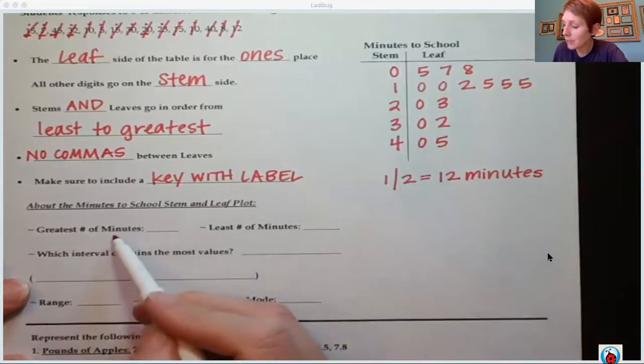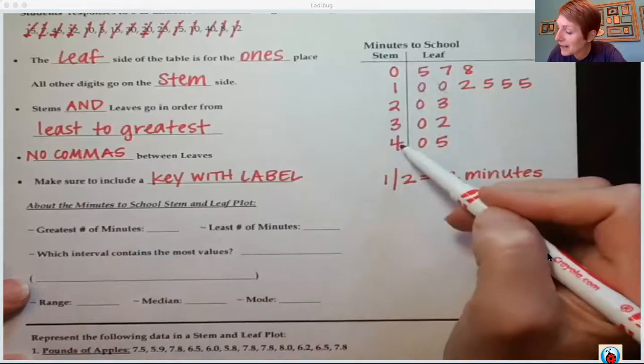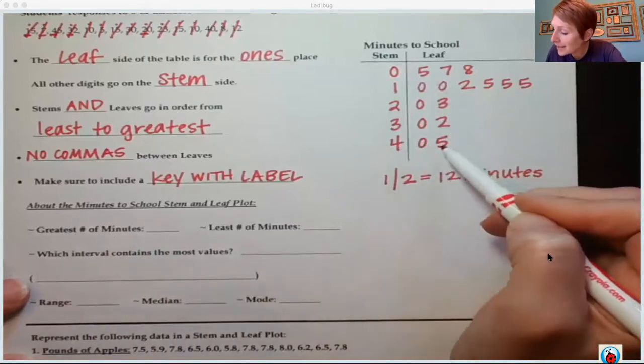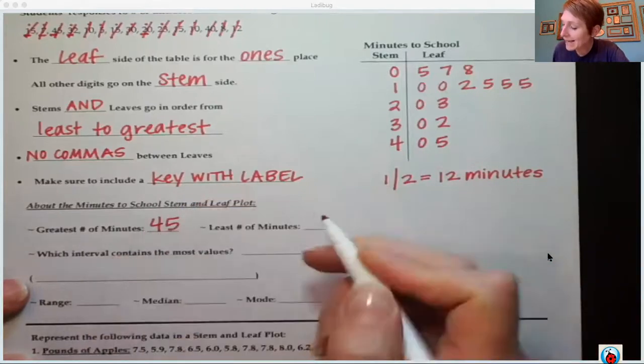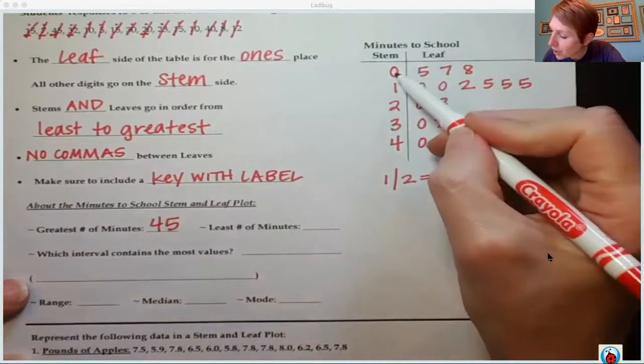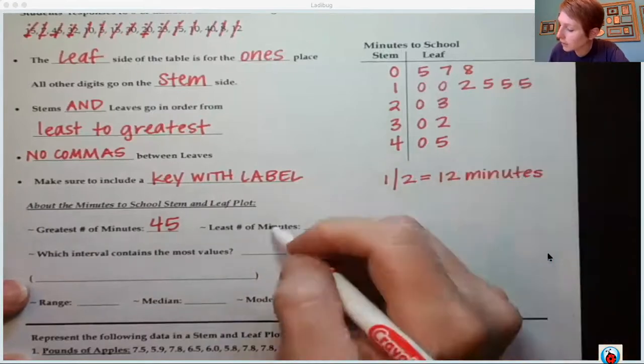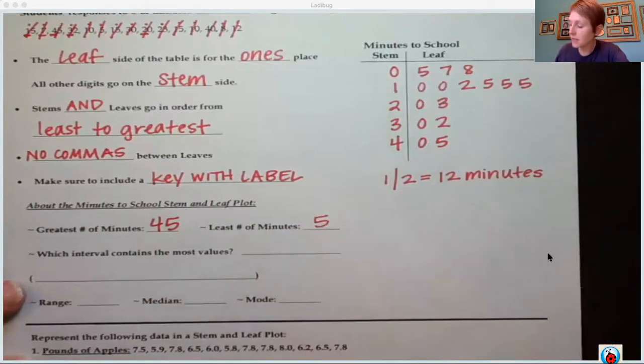So the greatest number of minutes. Well, I'm going to come down to my biggest stem with the biggest leaf. So the greatest number of minutes I have is 45. And then the least number of minutes is my smallest stem with its smallest leaf. So my least number of minutes is 5.